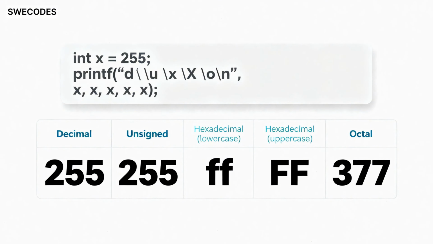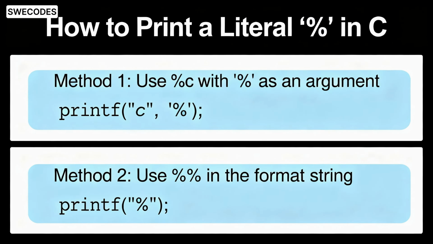Now here's a quick gotcha. If % is reserved for format specifiers, how do you literally print a % symbol on screen? You've got two options. Use %c and pass % as an argument: printf("%c", '%'). Or simply use %% inside your format string.